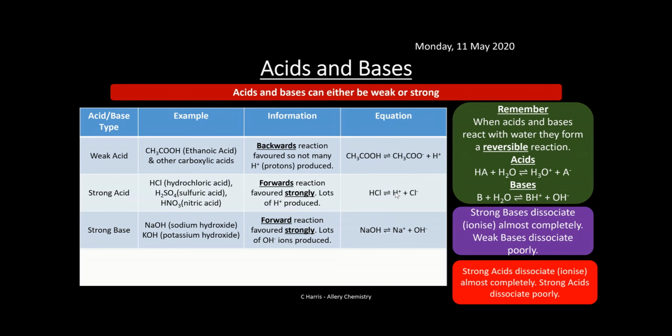Strong bases, examples are things like sodium hydroxide and potassium hydroxide. These strongly ionize, they strongly dissociate, just like strong acids. They produce large amounts of Na+ and OH- ions. We don't have a large amount of sodium hydroxide, so equilibrium lies well over to the right in this example here.